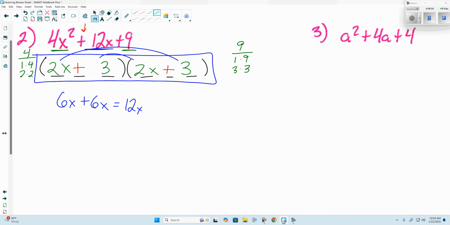Questions on number 2? And if we don't get the correct middle term, we could change either the 2 and 2 with our first terms, the 1 and 4, or switch the 3 and 3 to 1 and 9 and try again. Questions?